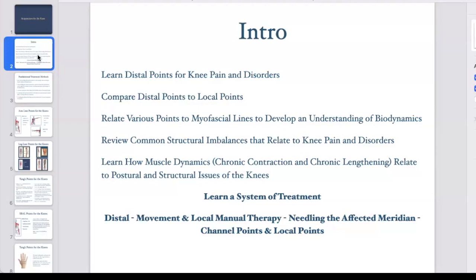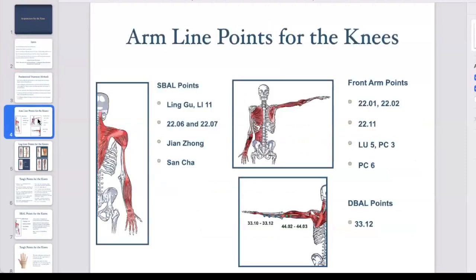The next point here reads, we're going to relate various points to the myofascial lines to develop an understanding of biodynamics. Now, let me show you some of the myofascial lines that we're going to be looking at here tonight. So these are the arm lines, and I've organized these according to various myofascial arm lines and have listed the points that are used for treating the knee. So here we see the superficial back arm line, and then we've got various points like Lingu and Li11, which is a great combination, one of the primary ones that I use, and it's on the superficial back arm line, these points are, and these other points are as well.